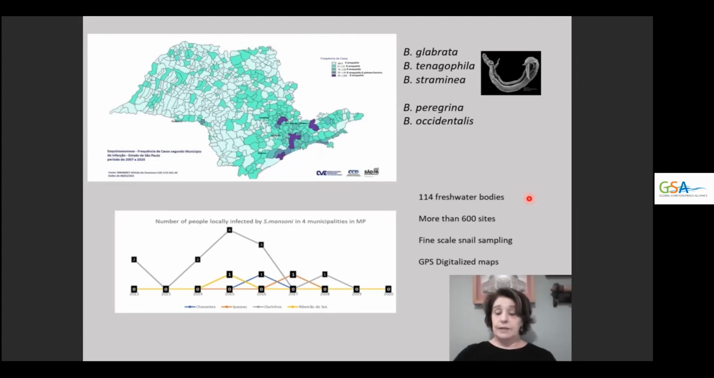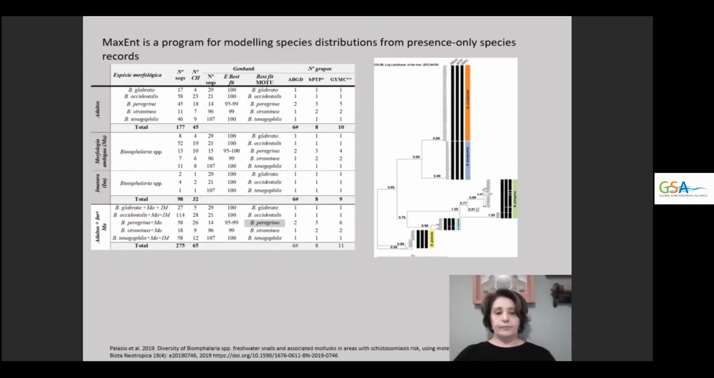These municipalities are considered risk areas for the expansion of this species, mainly Biomphalaria glabrata. We sampled more than 600 sites and used GPS coordinates obtained in all the more than 600 sites where we collected the snails. It gave us a chance to produce digitalized maps.